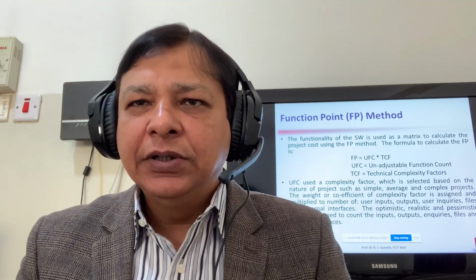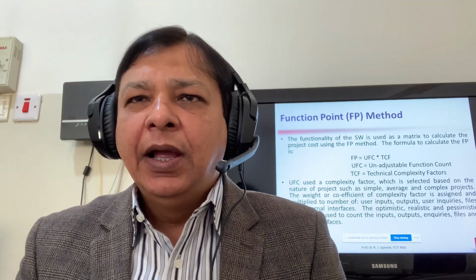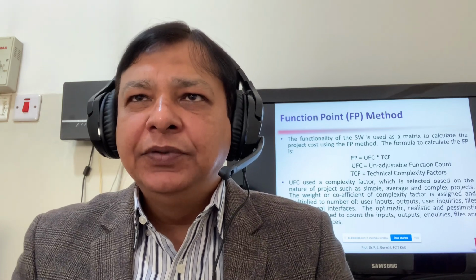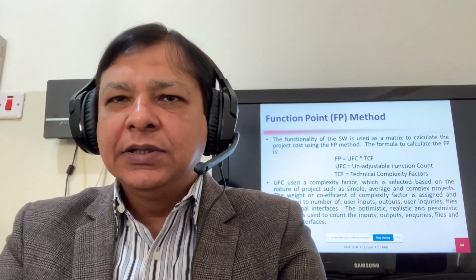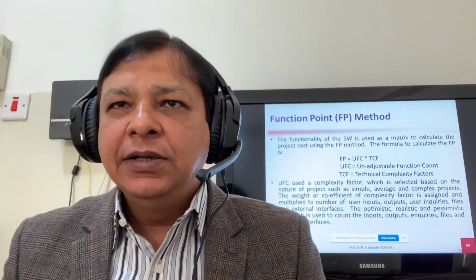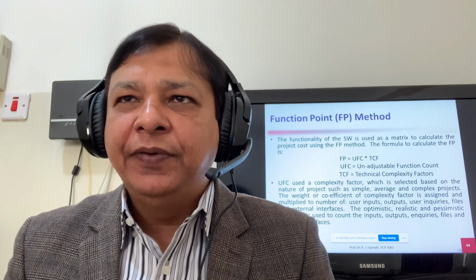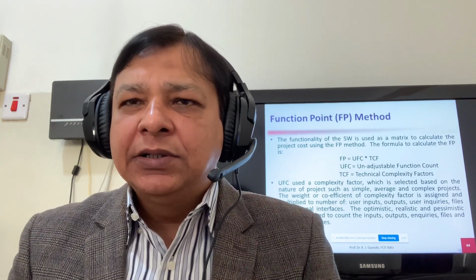Because of the problems of the line of code method, researchers were forced to introduce a new cost estimation technique, and they introduced function point. The function point deals with the functionality of the current project, and it has a formula: UFC multiplied by TCF. UFC stands for unadjusted function count, and TCF stands for technical complexity factor. So how do we calculate the unadjusted function count? As I discussed in the last lecture, it has 5 parameters.